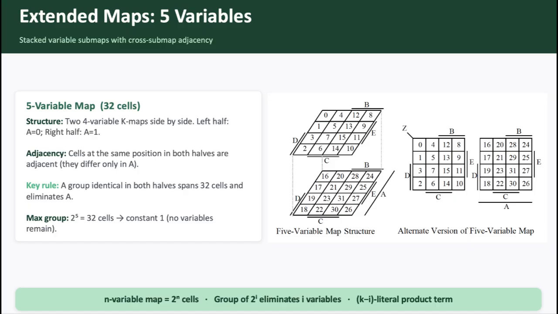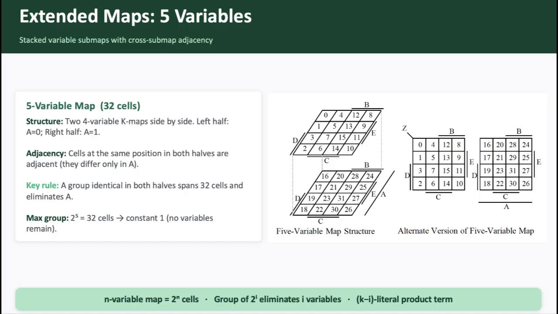Cells at the same relative position in both submaps, same row, same column, are adjacent because they differ only in variable A. Look at the 2 maps. Cell at row CD equals 01, column AB equals 01 in the left half is M5. The corresponding cell in the right half is M21. These 2 cells differ only in A, so they are adjacent and can be grouped.